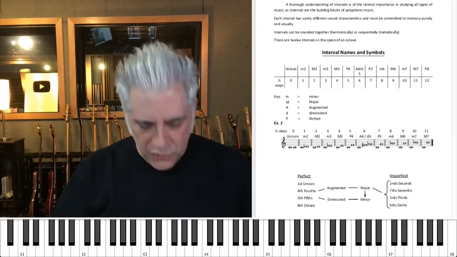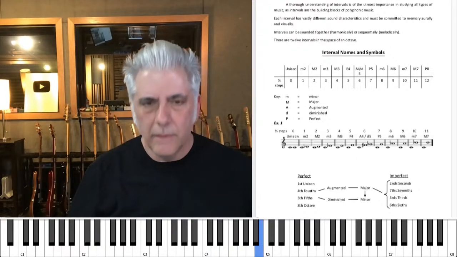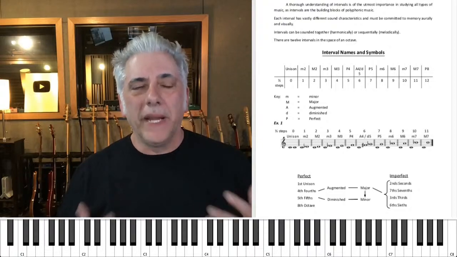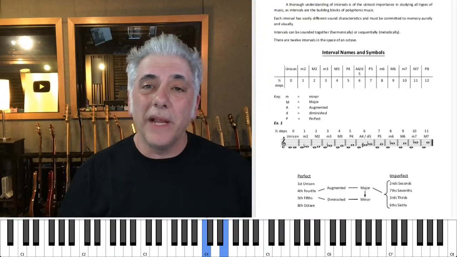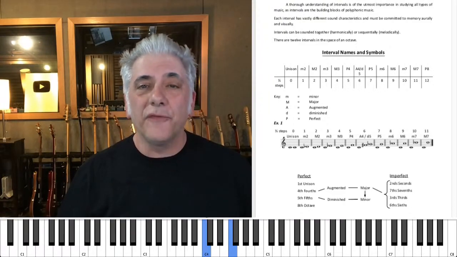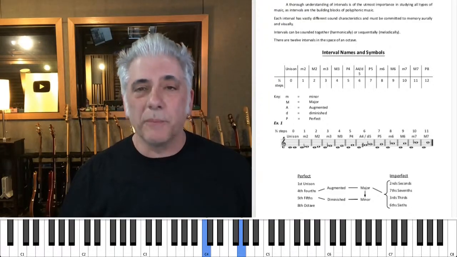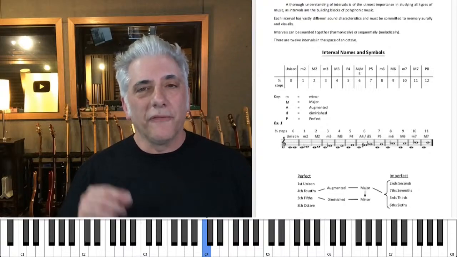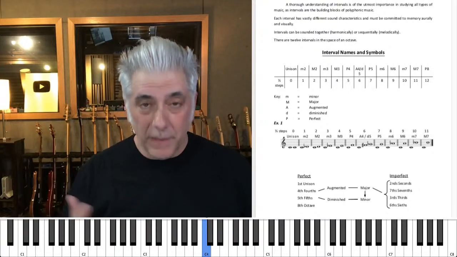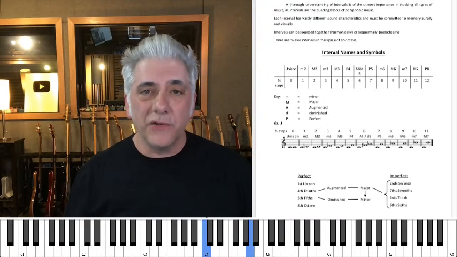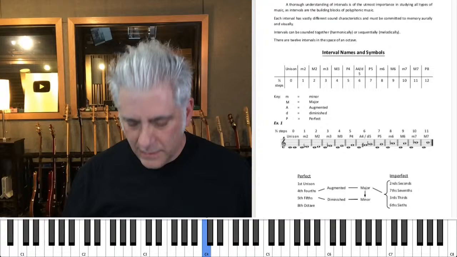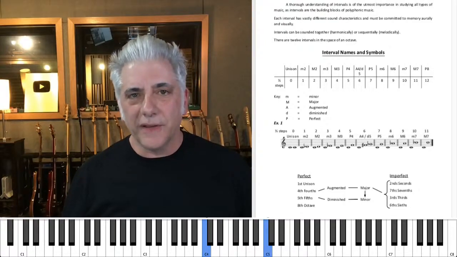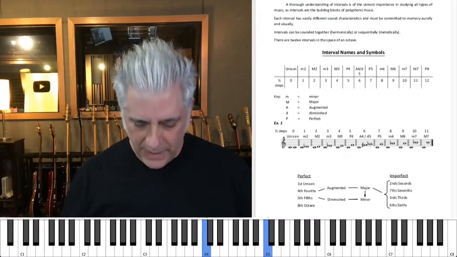The thing about the major scale is it has all major intervals in it, right? C to D is a major 2nd, C to E is a major 3rd, C to F is a perfect 4th, C to G is a perfect 5th. Remember, the 4ths and 5ths are perfect in a major scale. C to A is a major 6th, C to B is a major 7th, and then C to C is a perfect 8th or perfect octave, okay?